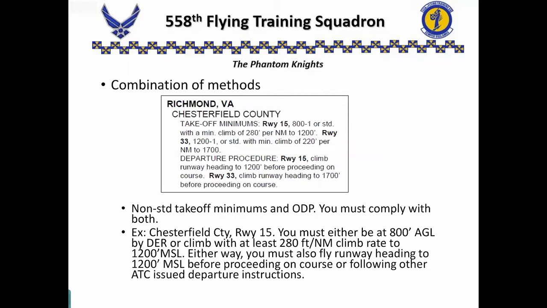So those are the non-standard takeoff minimums. Regardless of which one of those options we do, we still have to comply with the departure procedure for runway 15 that says climb runway heading to 1,200 feet before proceeding on course. So if there are both of these, like in this case, we have to comply with both of those.